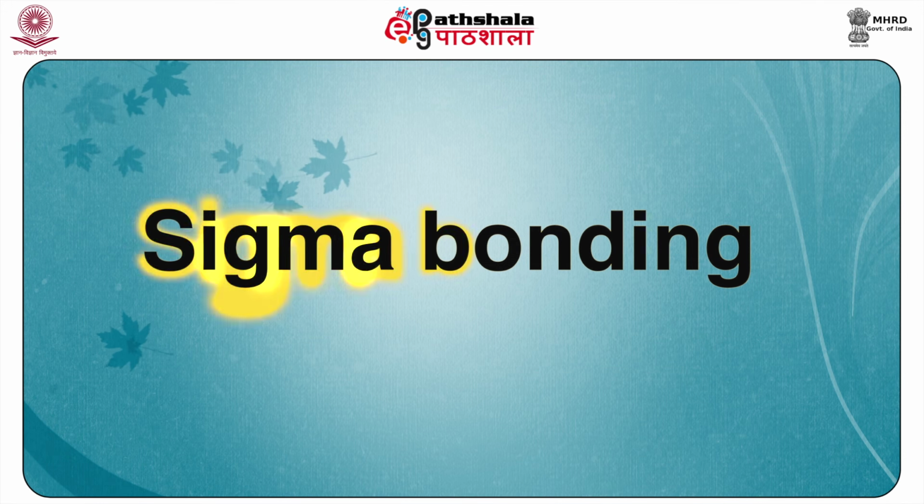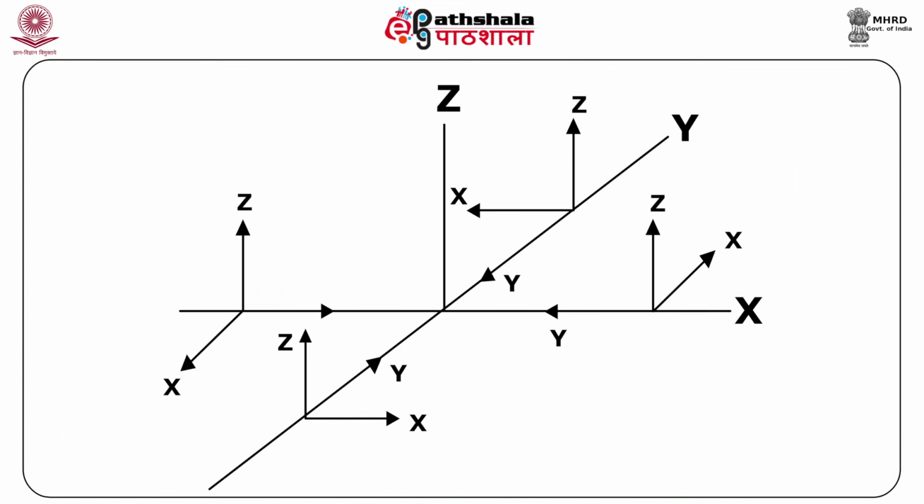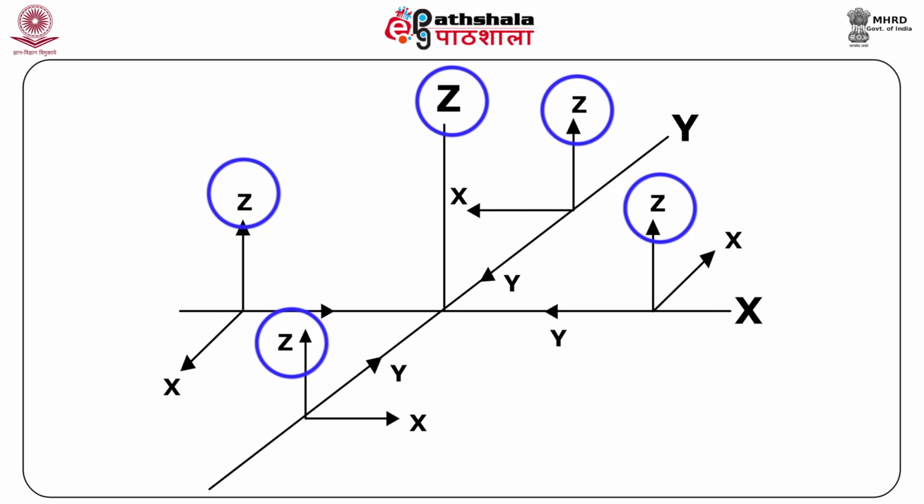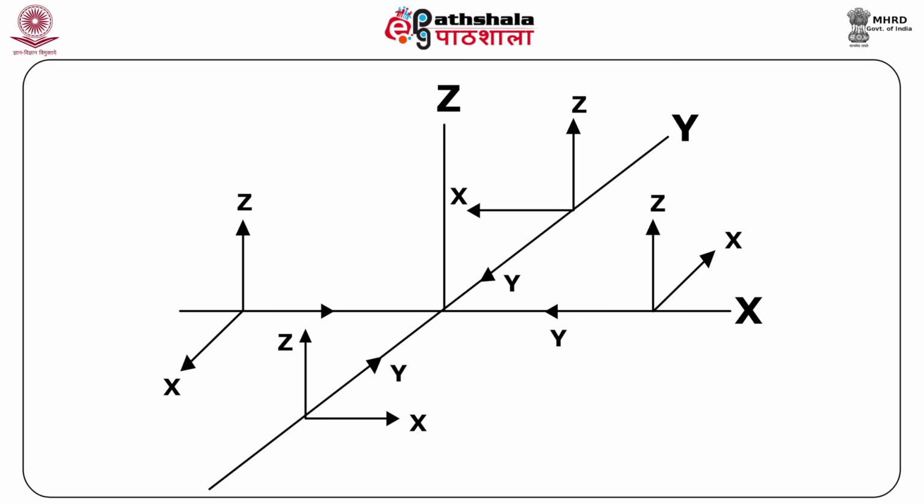First of all, we will discuss the sigma bonding. The concept of sigma bonding can be understood by taking an example of a square planar complex like the nickel square planar complex with D4h symmetry. Let us assume that the y-axis of each ligand is directed towards the central atom. The x-axis is in the plane of the molecule and the z-axis is perpendicular to the plane of the molecule. This can be represented in the figure which shows the coordinate system for the square planar complexes.